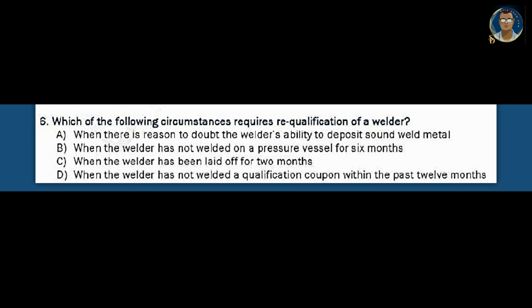When the welder has not welded on a pressure vessel for 6 months. When the welder has been laid off for 2 months. When the welder has not welded a qualification test coupon within the past 12 months. What will be the answer? Option A, when there is a reason to doubt the welder's ability to deposit sound weld metal.